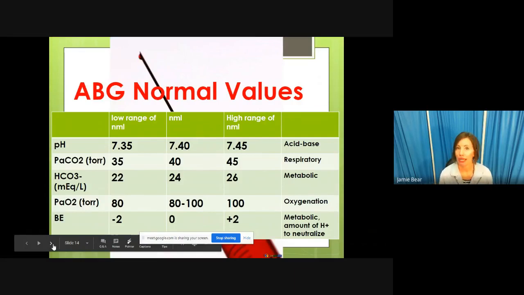And then we look at our base excess, which is between -2 and +2. And this is also indicating that our metabolic system is functioning. It's the amount of hydrogen ions needed to neutralize the solution. So it follows very consistently with our bicarbonate levels.